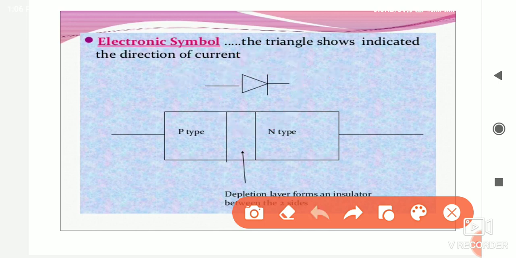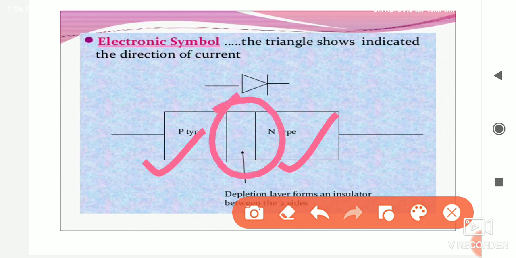This is another block diagram of the PN junction. This is the p-type material and this is the n-type material. When we combine the p-type material with the n-type material, a depletion region is created. So what is the depletion region? The depletion region is nothing but a potential barrier. How it is created, we will see in the next slide.